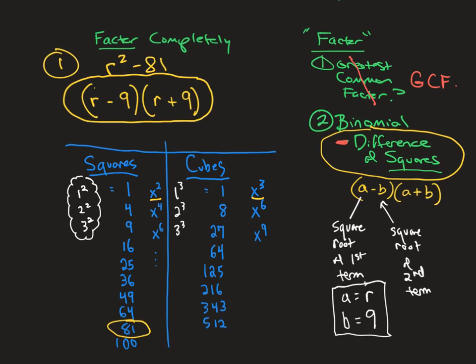For binomials, you'll check those 3. Is it difference of squares? Is it difference of cubes? Is it sum of cubes? Hopefully the difference part and the sum parts are pretty easy to recognize. Then hopefully you've got a reference sheet maybe next to you in your notes where you can spot a square really quickly and you can spot a cube really quickly.